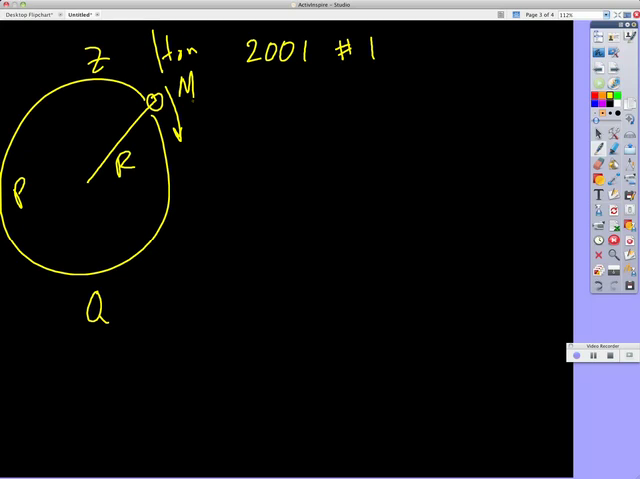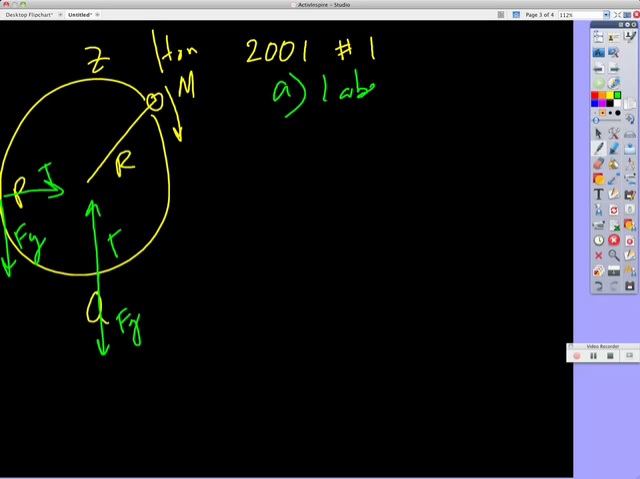Points P and Q, and at Q there's this and this. This is FG, that's T, this is FG. Questions about the labels? Everybody okay with that? Alrighty. Then B. Oh, I'm writing everything in green.